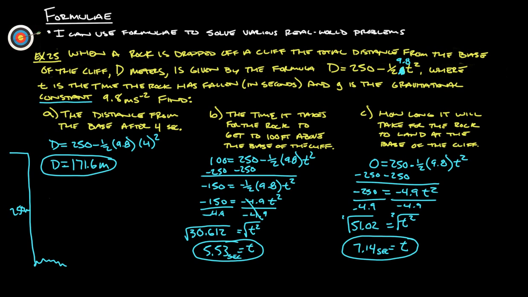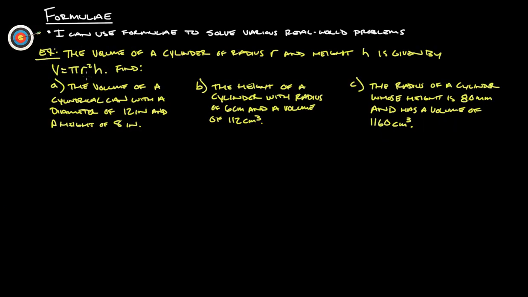Okay, let's take a look at some other examples here. The volume of a cylinder of radius r and height h is given by V equals pi r squared h. Find the volume of a cylindrical can with a diameter of 12 inches and a height of 8 inches. So we're just going to plug information into this, right? So V equals pi, radius. Now this says the diameter is 12, so we have to take half of that to come up with the radius. So 12 over 2 gives us 6. So that's 6 squared, and then the height is 8 times h.